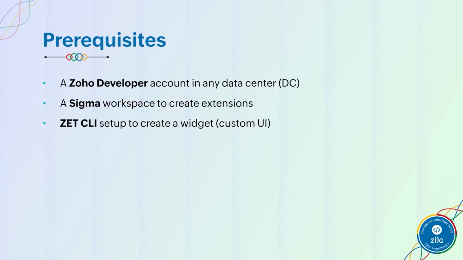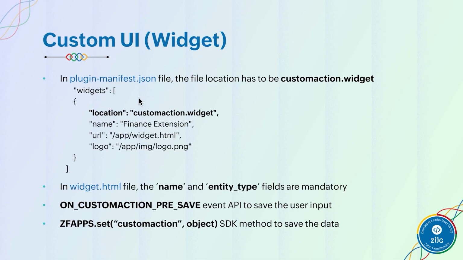So with the prerequisites covered, we'll next see how a widget should be configured for custom UI and the mandatory parameters that need to be added to the widget code. In any widget that you create as part of your custom actions, there are two main files. One is the plugin-manifest.json and the other one is the widget.html file. So let's see the mandatory fields and the parameters that need to be added in each file and why they should be added to those files.